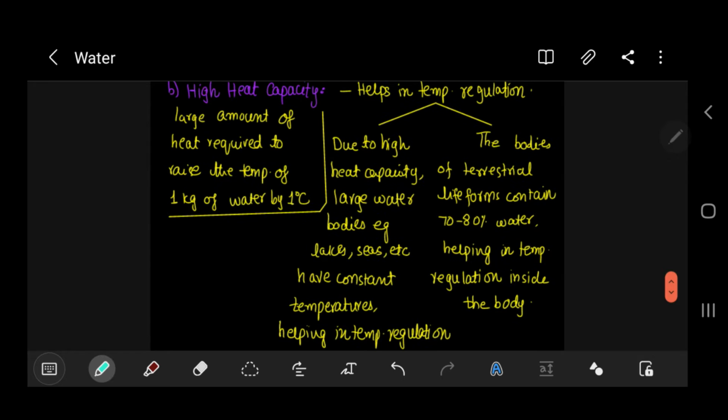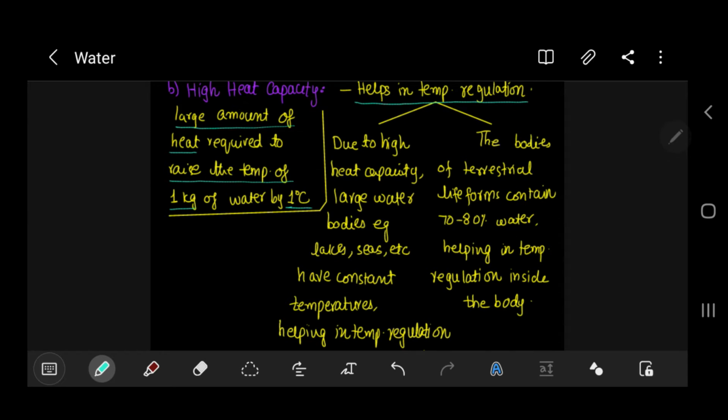Okay. So let's move on to the second property. It is the high heat capacity. Now, what basically is high heat capacity? It means that a very high amount of heat is required to raise the temperature of 1 kilogram of water by 1 degree Celsius. Now, what's the significance of this? The significance of this is that it helps in temperature regulation, and in two ways. Let's see the first way.